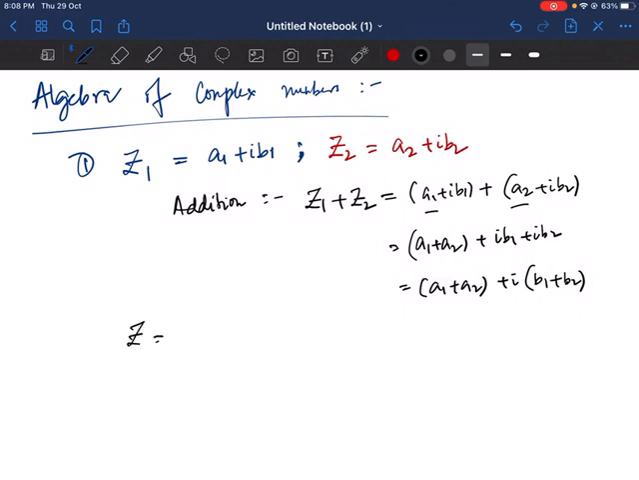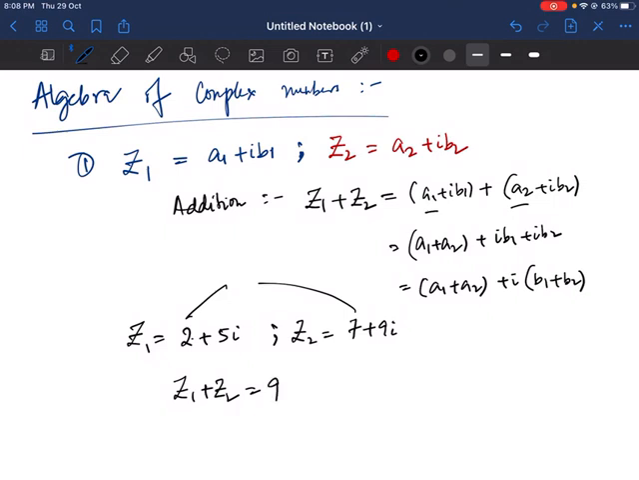Let us say two complex numbers, z1 is 2 plus 5i, and another complex number z2 is equal to 7 plus 9i. If I add them, z1 plus z2 will be equal to what? The real parts are added, 2 plus 7, that is 9, plus the imaginary parts are added, 9 plus 5, that is 14. So this is the addition of the two complex numbers.